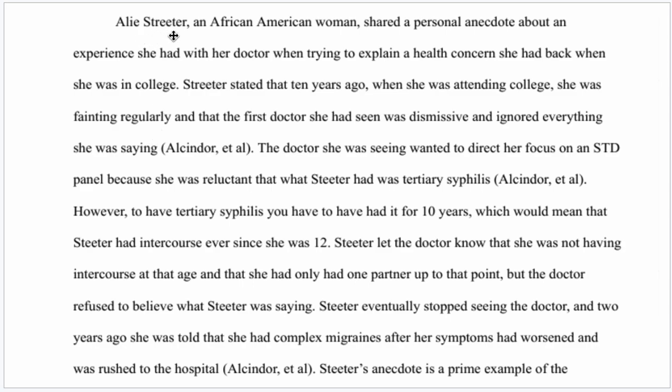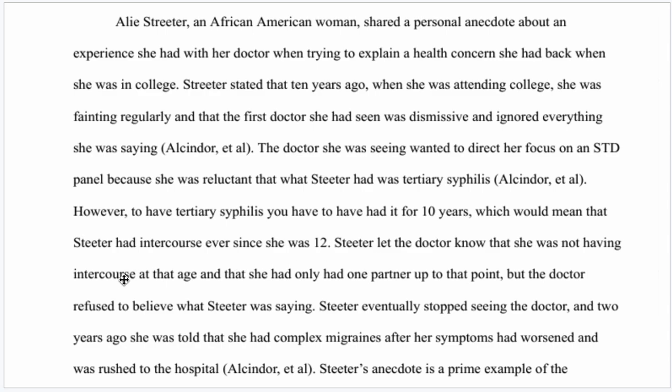All right, Allie Streeter, an African-American woman, shared a personal anecdote about an experience she had with her doctor when trying to explain a health concern she had back when she was in college. Streeter stated that 10 years ago, when she was attending college, she was fainting regularly, and that the doctor she had seen was dismissive and ignored everything she was saying. The doctor she was seeing wanted to direct her focus on an STD panel because she was reluctant that what Streeter had was syphilis. However, to have syphilis, you've had to have it for 10 years, which meant that Streeter had intercourse ever since she was 12.